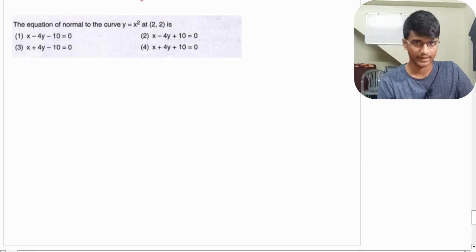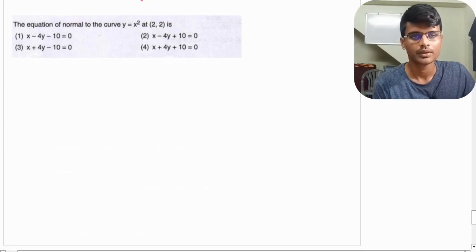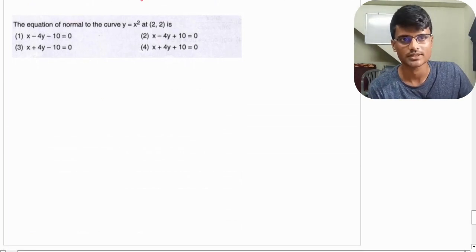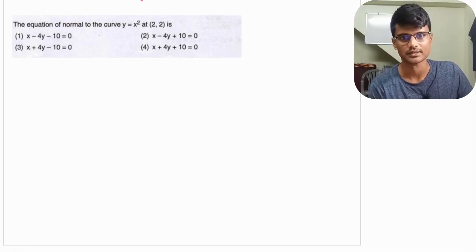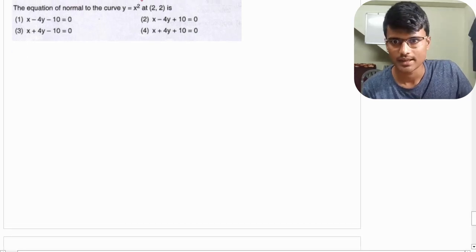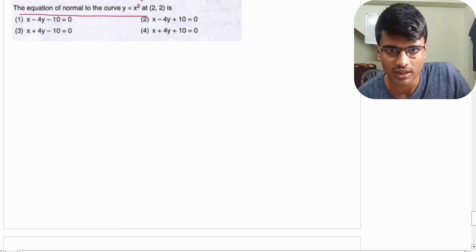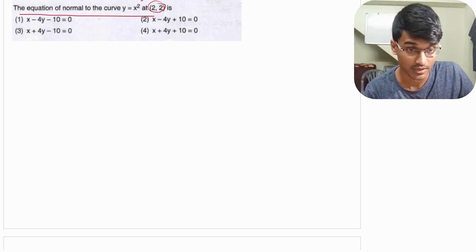So this is the second type of question. Here it is a kind of multi-concept question. Here you will also be using what you have learned in your straight lines session. Okay, they are asking us the equation of the normal to the curve y equal to x square at 2 comma 2. So yeah, this is a very interesting question.